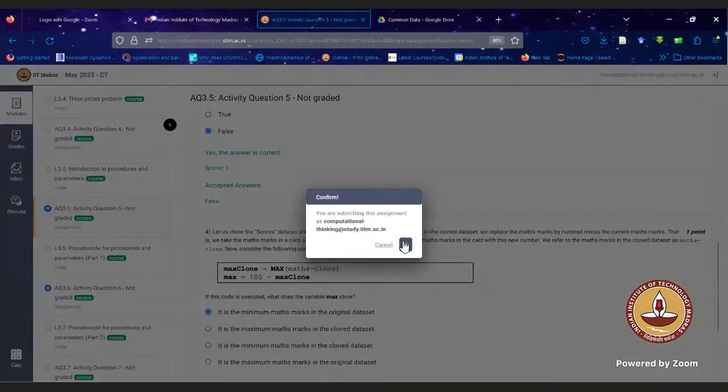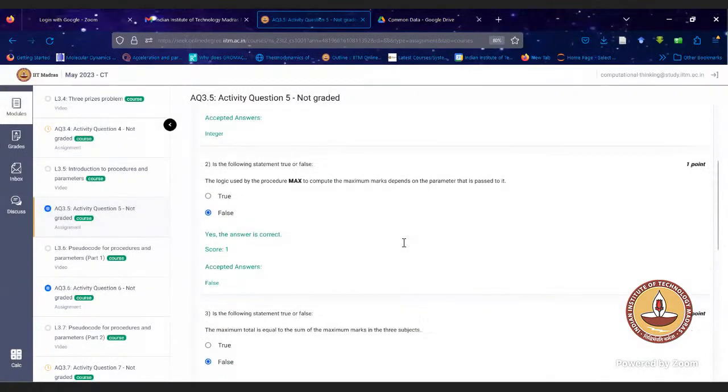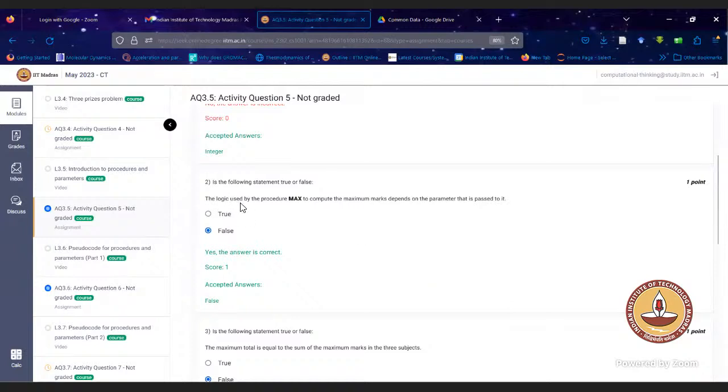Sir, I did not get the question. Okay, let's just see. The logic used by the procedure max to compute. So this is 3.5, right? Let me just see, because all the lecture notes are not with me. I'm just cross-checking. I'll just share it with you. It starts with 3.6. The procedure max to compute the maximum marks depends on the parameter that is passed to it.